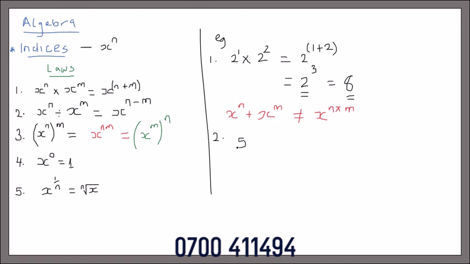So let's look at this example. If I have, for example, 5 to power 4 divided by 5 to power 2, we said get the common base, which is 5, and then subtract the powers. So we have 4 minus 2. Alright, someone there, get your calculator. This one is 5 to power 2, which you can get as 25.